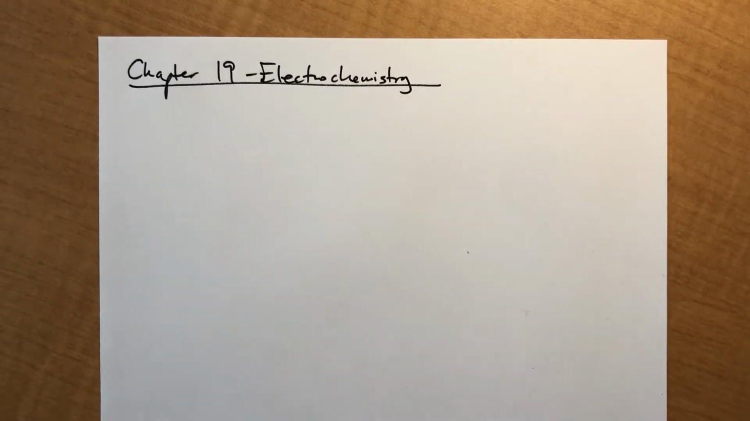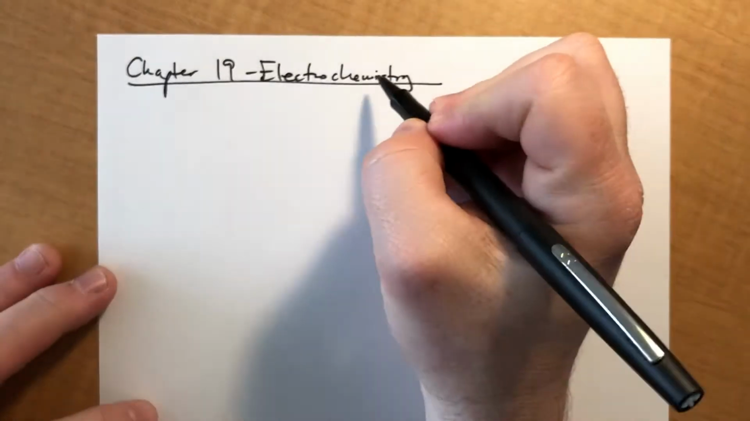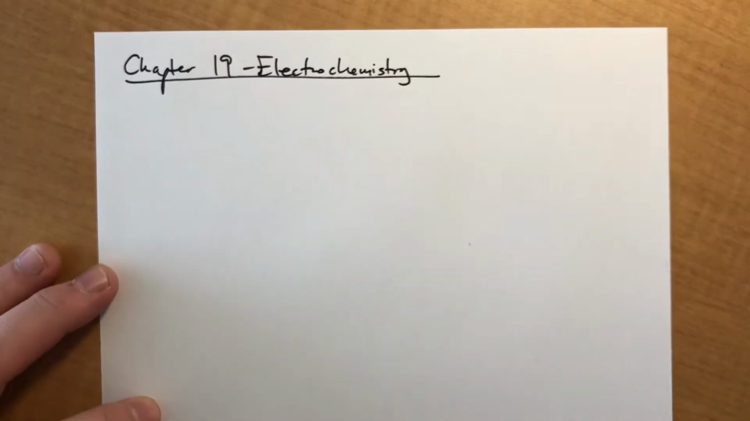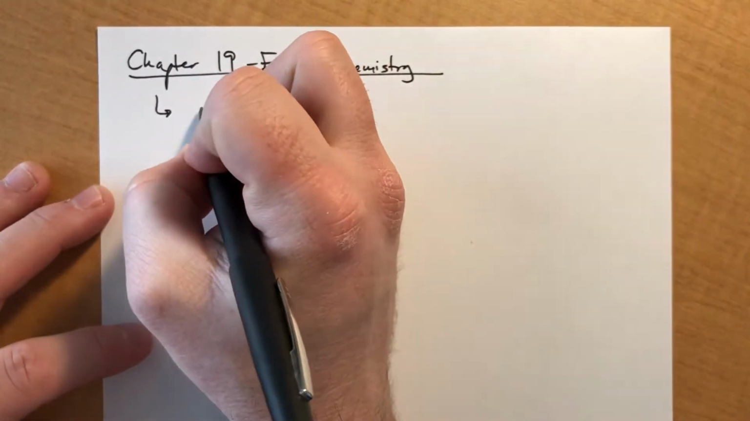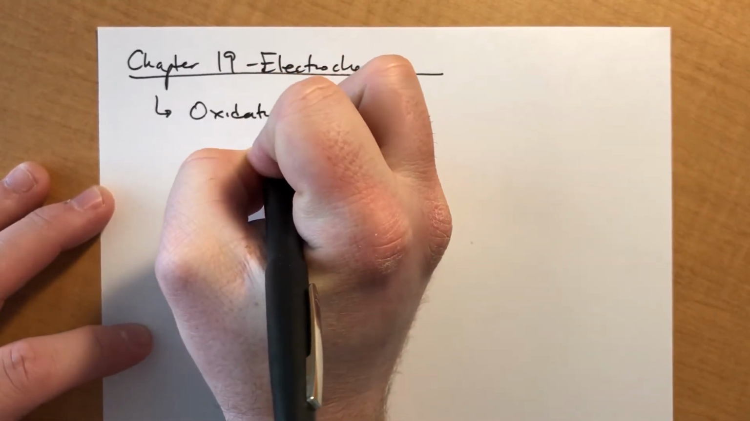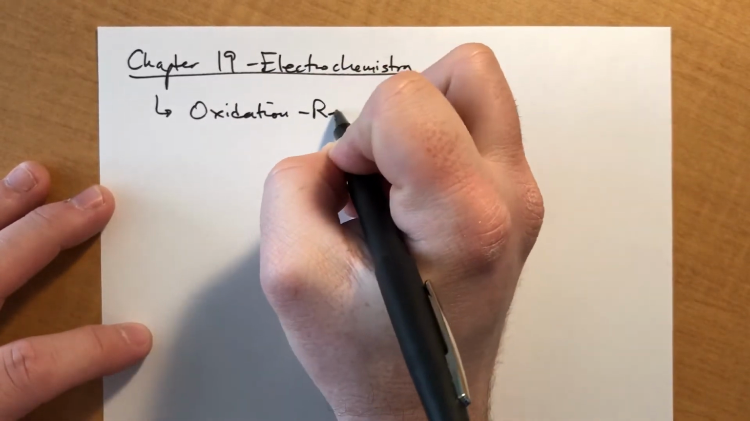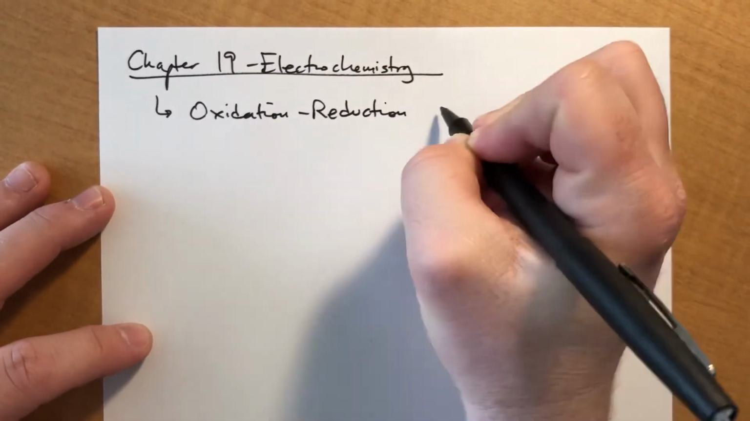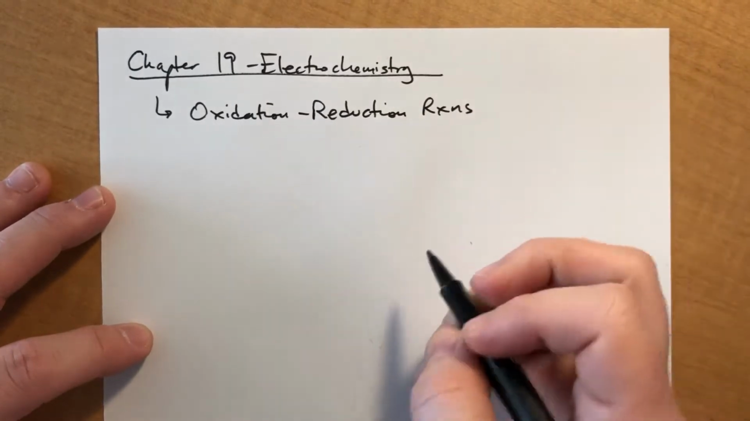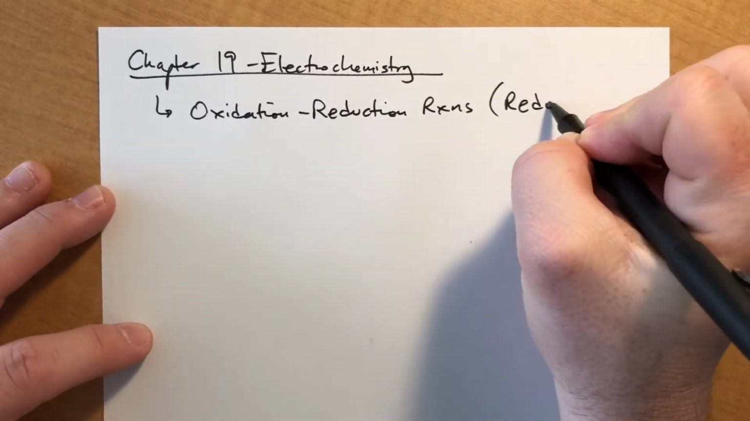All right, so now we're going to start chapter 19, which is about electrochemistry. Yeah, this is kind of a long chapter, but we'll get through it. Electrochemistry pretty much deals with the idea of oxidation-reduction reactions. These are affectionately referred to as redox.